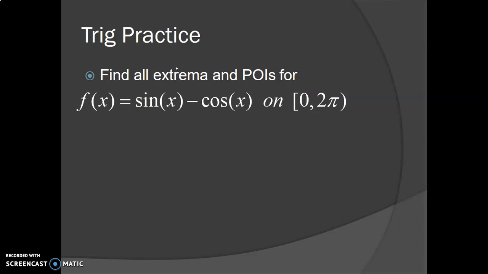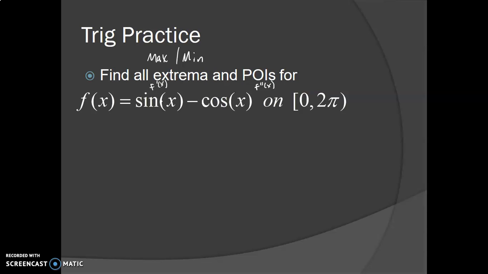Again, when we refer to extrema, we're talking about maxes and mins, and we're talking about both the local and the absolute. And local and relative mean the same thing. POIs stands for points of inflection. Extrema, we're going to be looking at the first derivative to find that. POIs, we're going to be looking at the second derivative. And in both cases, we're either looking for when it's 0 or undefined.